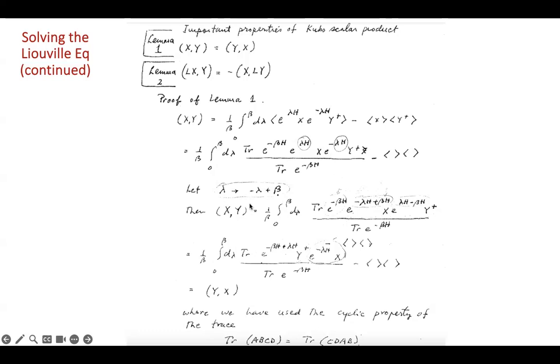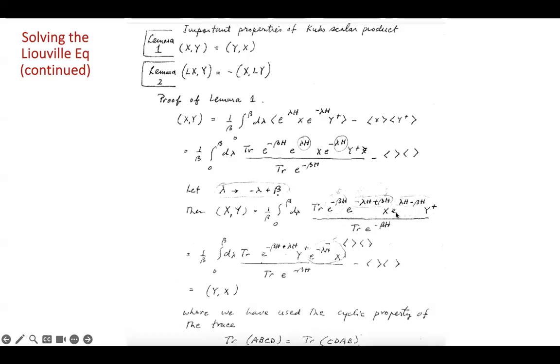And then you do a little shifting of the variable from lambda, you make it minus lambda plus beta, just a linear shift. Just map lambda to minus lambda plus beta. If you do that, then this lambda h becomes minus lambda h plus beta h. And then e to the minus beta h here and e to the plus beta h here, they will cancel out. There's no problem here.